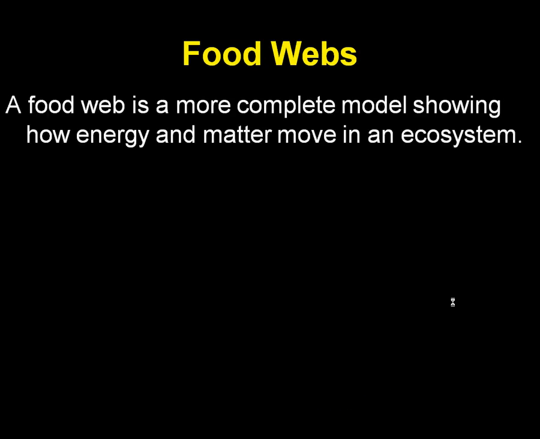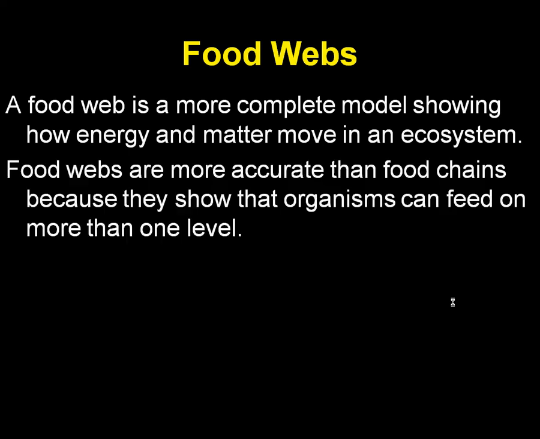A food web is a more complete model showing how energy and matter move in an ecosystem. They're more accurate than food chains because they show that organisms can feed on more than one level. Humans, for example, we eat plants and we eat things that eat plants.